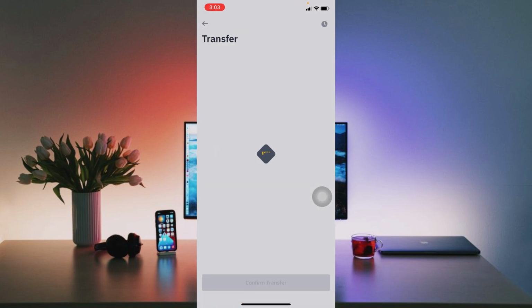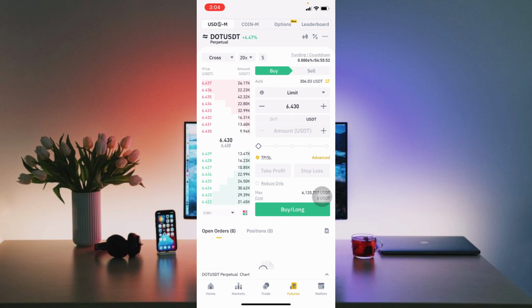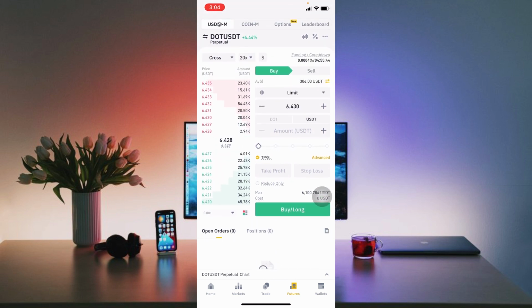Now you can click on the arrows pointing at the right and left side. So if you click on this, you can even move the money from your spot wallet to your Futures wallet. Please only transfer the money that you are going to use to trade. Money that you are willing to lose, only transfer that money to your Futures wallet. Never transfer all your money from your Binance account to your Futures wallet. Only transfer the money that you are going to trade with.